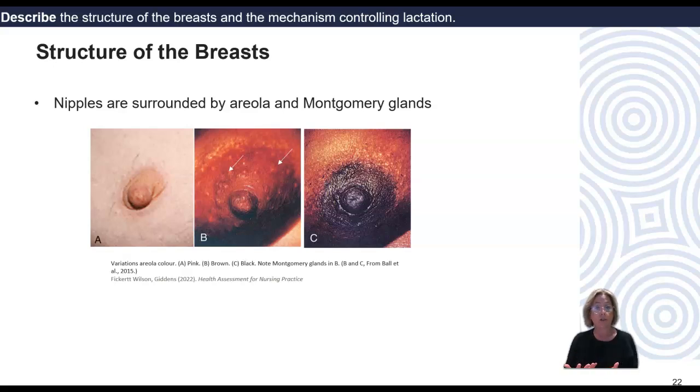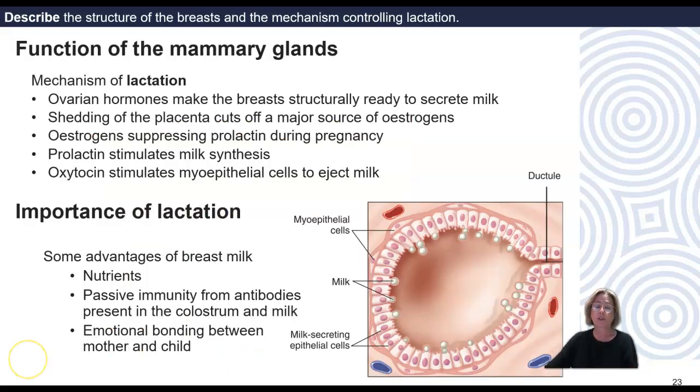And I guess it's for this reason that breastfeeding mothers are told not to wash off their nipples with soap while they're breastfeeding. And of course, you can see that there are huge variations there in areola color. So of course, the function of the mammary glands is for lactation to occur.